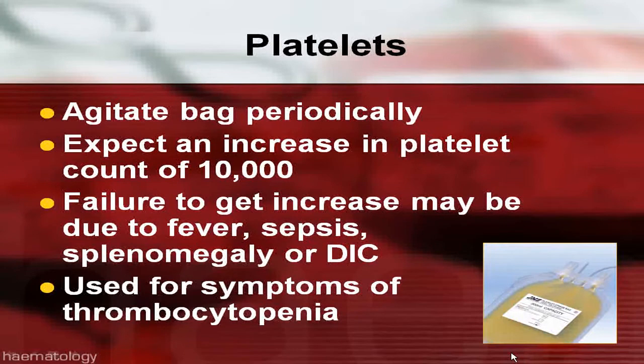That'll be good enough. And you usually expect the platelet count to go up about 10,000 per unit. If you don't get an increase, there's something else going on. Maybe they have a problem with their spleen, and the spleen is sequestering it, pulling the platelets out, getting rid of them.